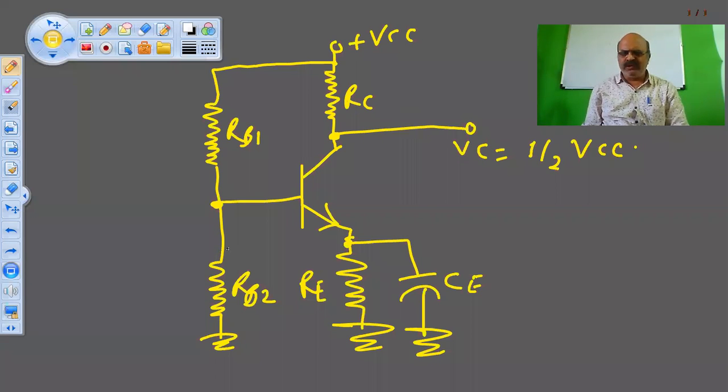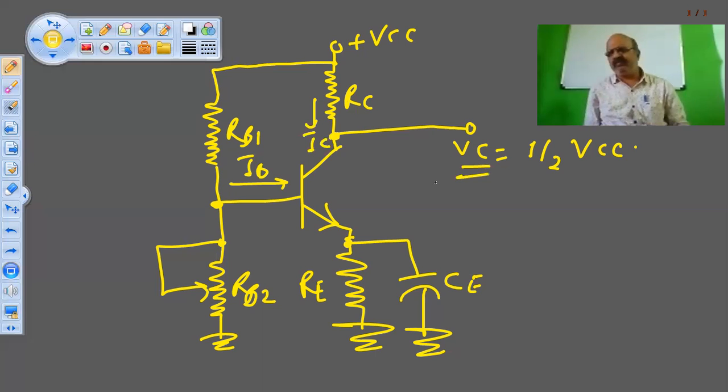How to adjust? You may keep this resistance as variable, slightly variable. You may vary that resistance so that IB will vary. IB will change. When IB changes, IC will change. And when IC changes, VC, or the collector voltage, will change. So in this way you can adjust your VC voltage to one half VCC before applying the signal.